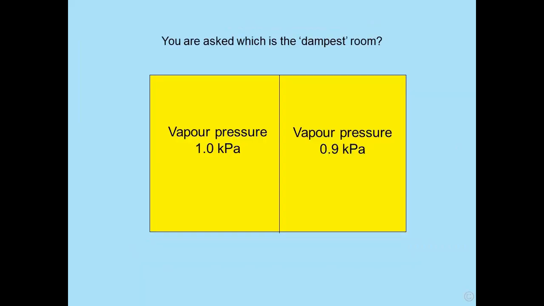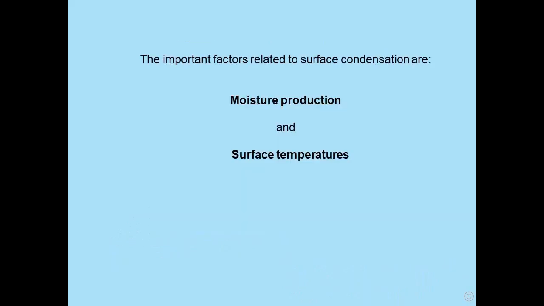So then, you're asked which is the dampest room. Vapour pressure on the left 1 kilopascal, vapour pressure on the right 0.9 kilopascals. Well, it's the one on the left, isn't it? Quite simply, that's got more water vapour present in the atmosphere than the one on the right. And the vapour pressure is simply reflecting the actual amount of water retained in the air.